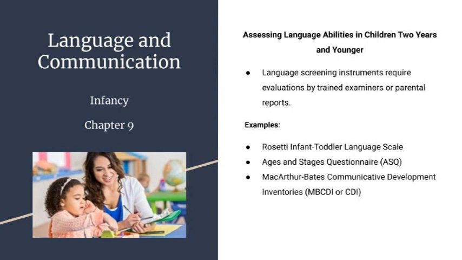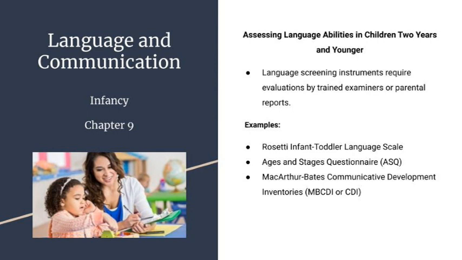The first language screening instrument example is the Rossetti Infant-Toddler Language Scale. This is used primarily to detect delays in language skills from birth through 3 years of age. A trained examiner conducts this assessment and evaluates pre-verbal and verbal communication through a parent questionnaire and direct observation.